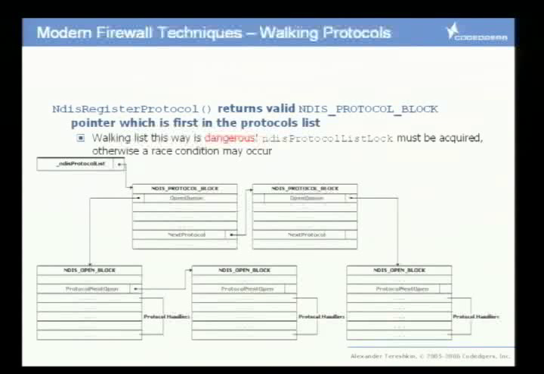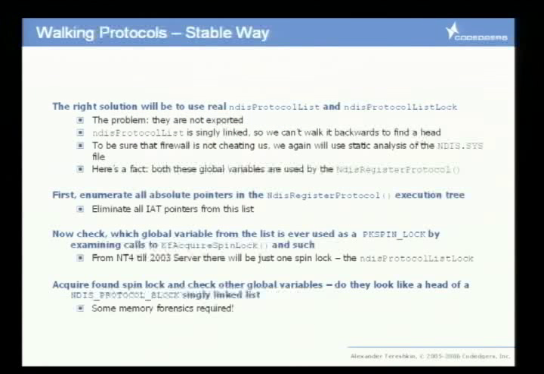So this solution is not absolutely safe because when they walk the NDIS protocol block list using the next protocol link, one of these links may be broken because they didn't acquire the NDIS protocol list lock. So what about a stable way to solve this problem? The right solution would be to use a real list head and real list lock. The main problem is that they are not exported. Another problem is that this list is singly linked, and we can't walk it backwards to find the head.